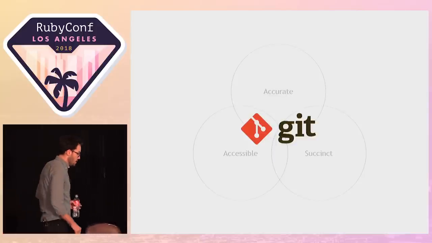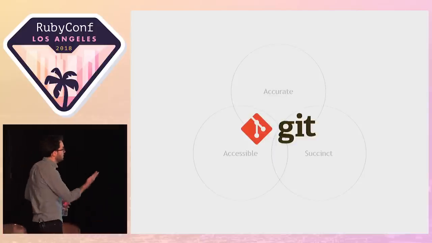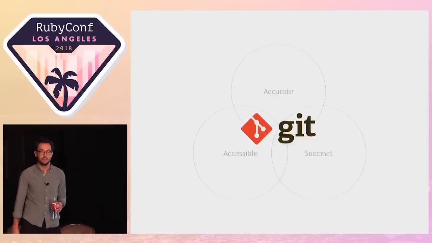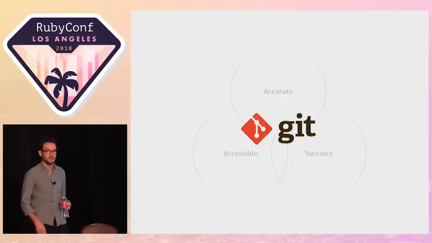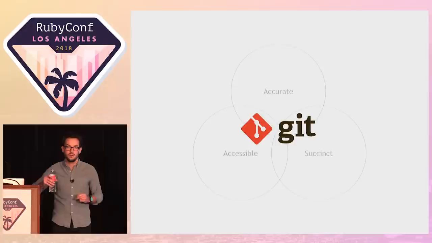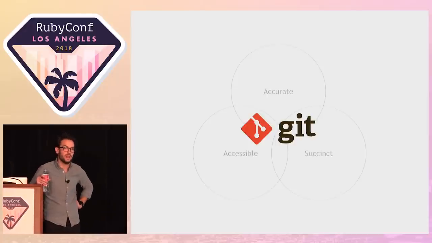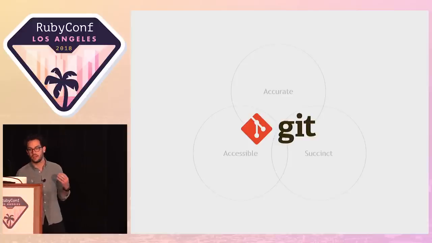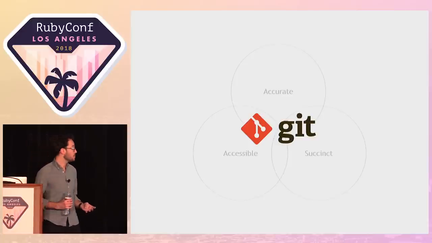So bringing it back, I just want to talk about accuracy and accessibility. And I've also added succinctness here because I find that it kind of speaks to how quickly you can find answers in Git if you and your coworkers invest the time and effort into writing quality messages.